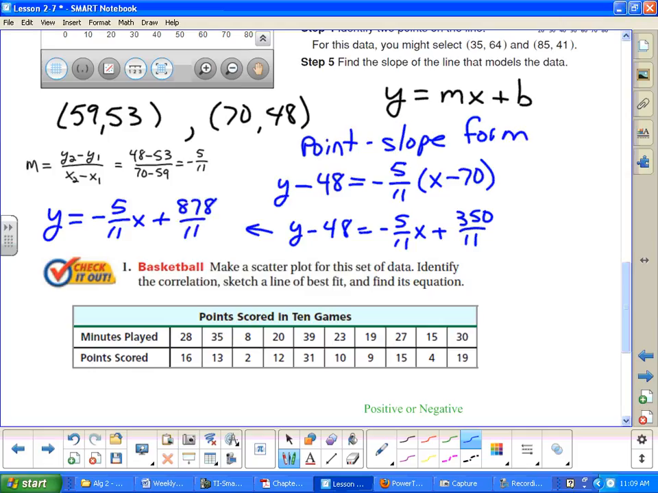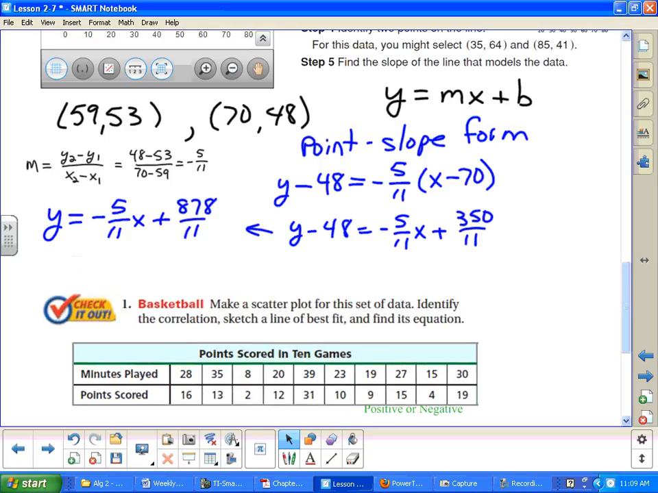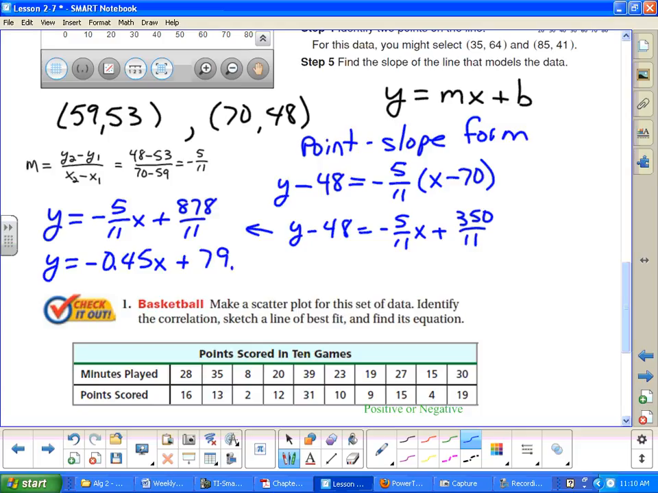Okay. Or probably decimals would be a little bit nicer to work with in this case. So we can say y equals, what's 5/11 as a decimal? 0.45? 0.454545. Okay. So negative 0.45x plus, what was it, 79.18, wasn't it? Okay.